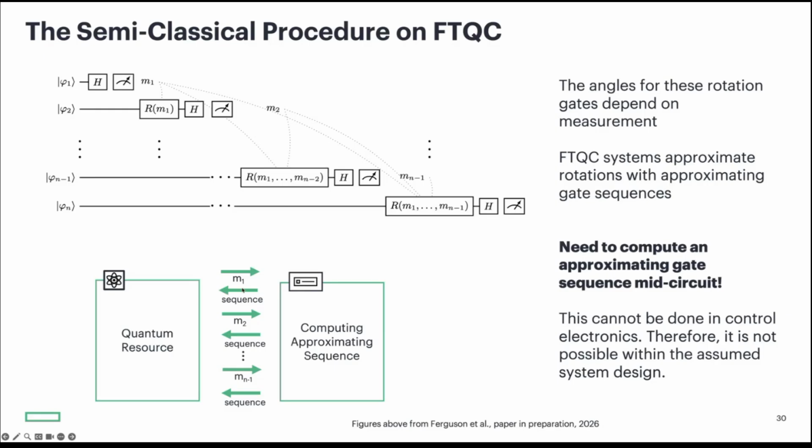Instead, we need some kind of relationship between the quantum resource and some kind of classical compute resource that is helping, where the quantum resource can send the measurement results, and this classical compute resource can send back the gate sequence to approximate that rotation. Any questions on this part? This is one of my big claims.